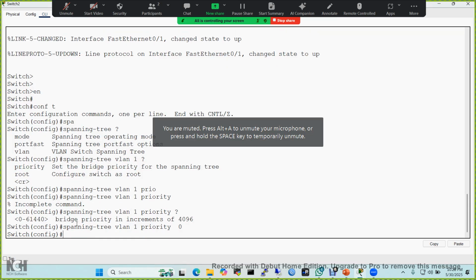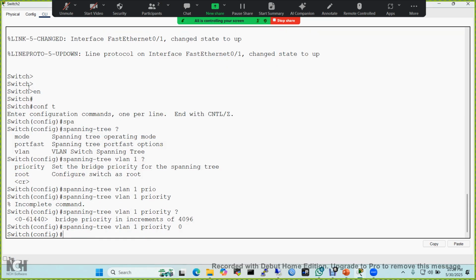I can make it 0. What will happen? Now, definitely this will become the root bridge.